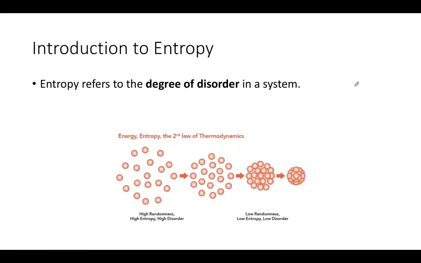Next, we're going to talk about entropy, which is a new idea this year. So entropy refers to the degree of disorder in a system. In a system such as a gas phase, we are going to have a high amount of entropy, or a high amount of disorder or randomness. Then as you change phase towards a solid, you actually have low entropy or low disorder. And I'll elaborate on this shortly.